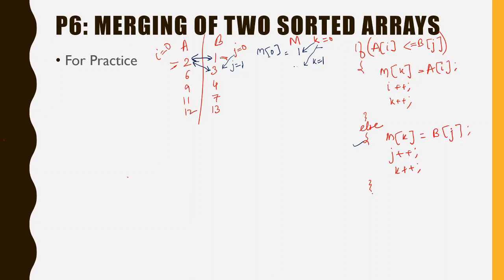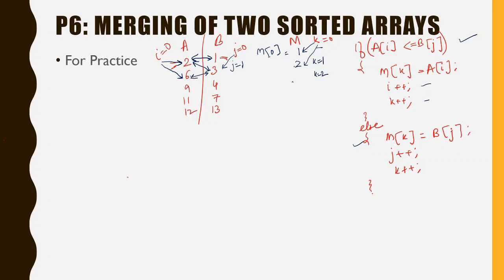Now 2 is less than 3, so this condition is true. So mk will be AI, and I will increment. I is initially here, now I will come here, and k will become 2. I plus plus and k plus plus. Now what will happen? Again it is compared: I is here and j is here, so these two will get compared.